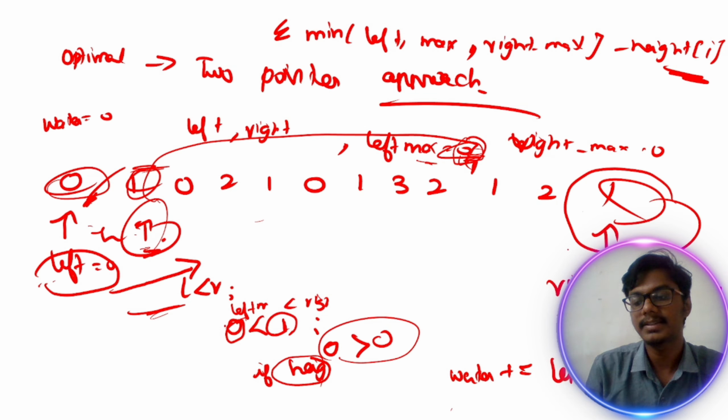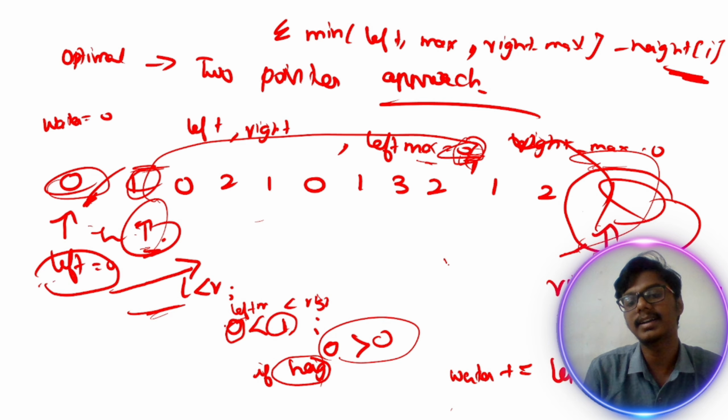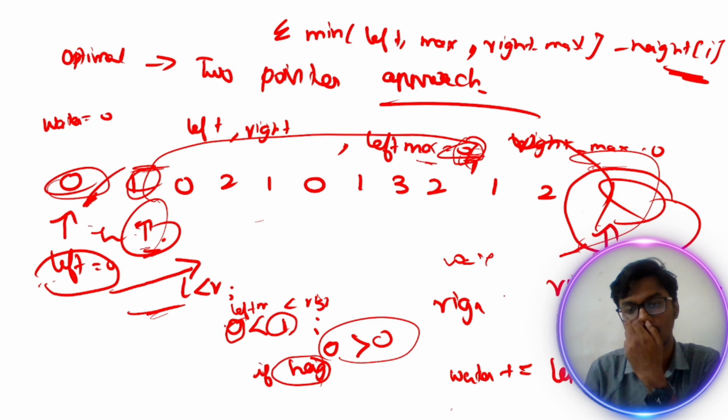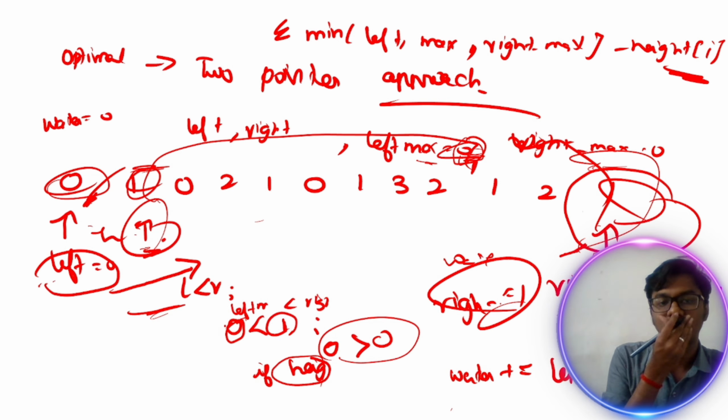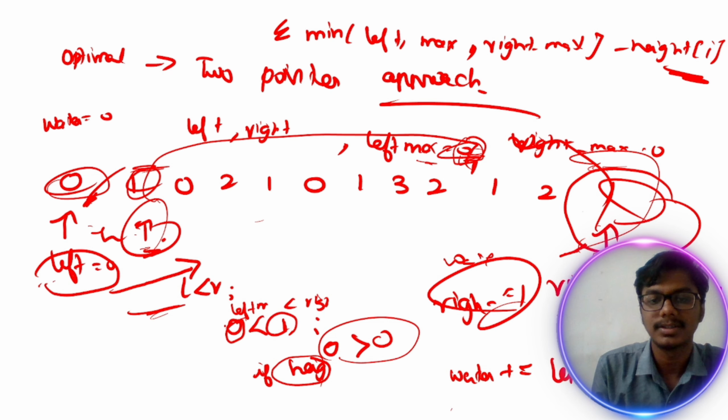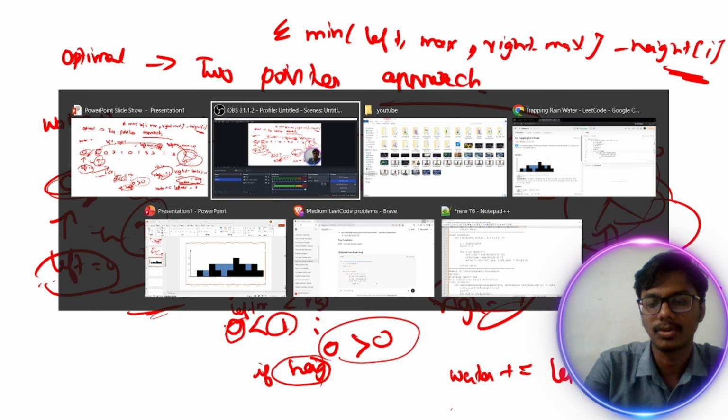I'm just simply checking if the height of right is greater than right max. If it is greater, yes, I just simply reinitialize the right max. If it is less, I just simply do water plus equal to. Likewise, we are simply reducing right minus equal to 1. So that's what we have discussed in the optimal solution, right? So now let's get into the implementation of the code.